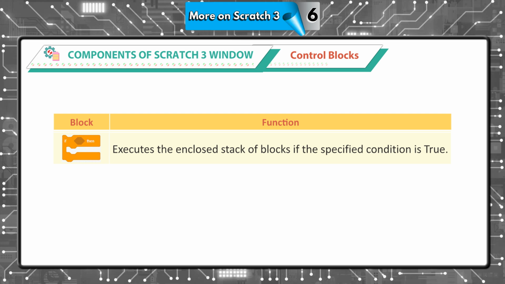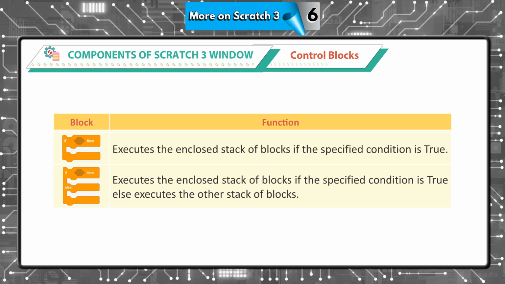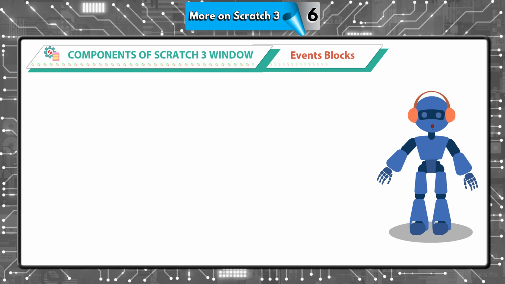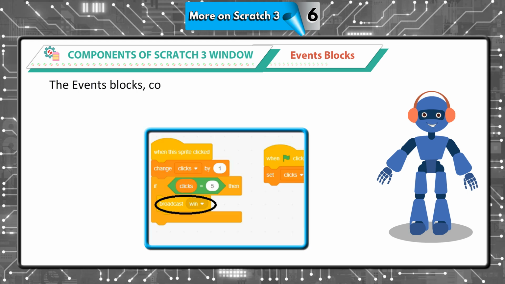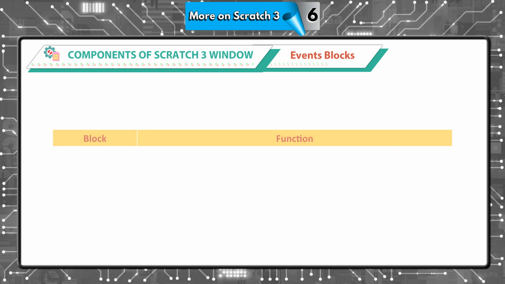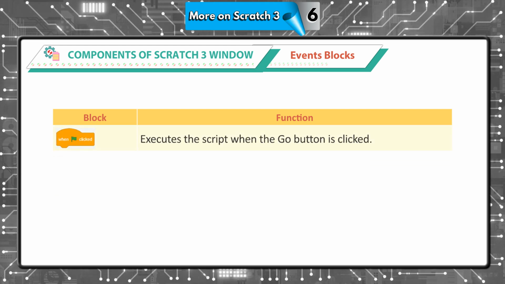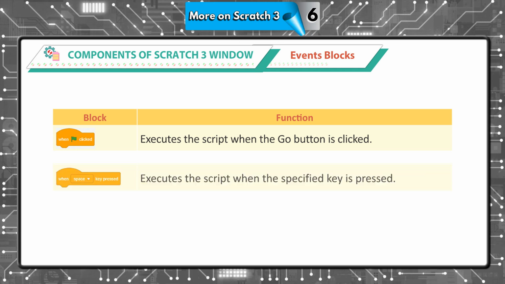If then executes the enclosed stack of blocks if the specified condition is true. If then else executes the enclosed stack of blocks if the specified condition is true, else executes the other stack of blocks. Events blocks. The events blocks, color-coded yellow, are used to sense events which cause scripts to execute. Block, function. When clicked executes the script when the go button is clicked.